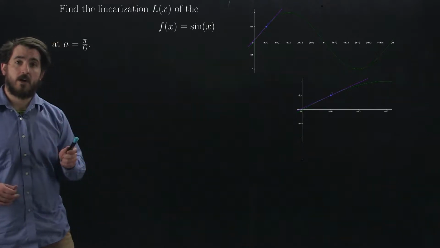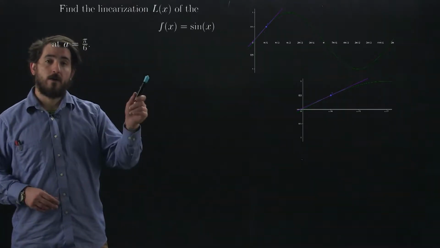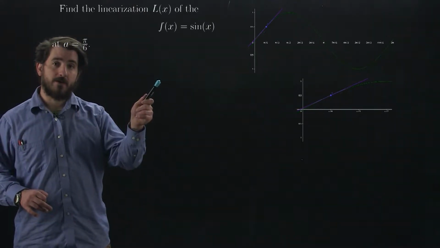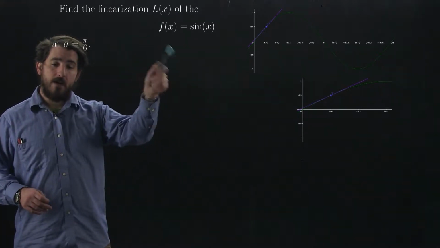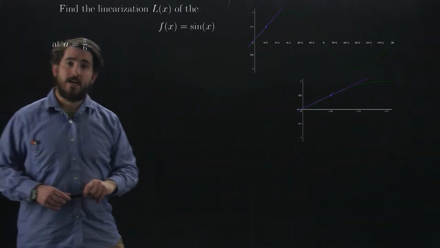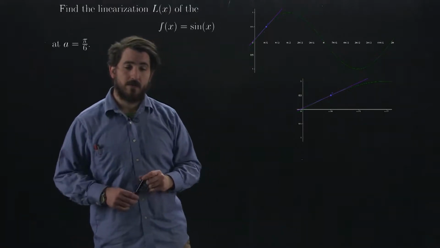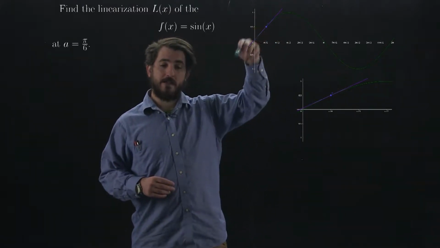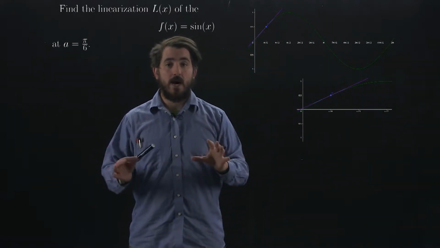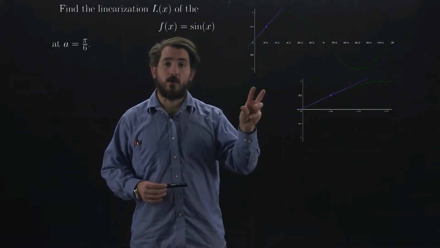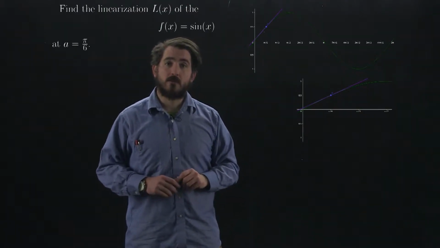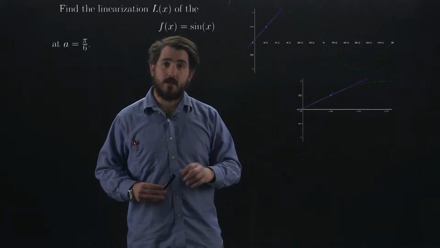Hello, today we're going to be talking about linearization. We're going to find the linearization function L of x of f of x equals sine of x at a equals pi over 6. So what we're going to do is find the equation of this line to the curve y equals sine of x.